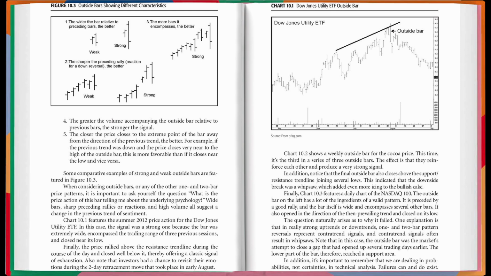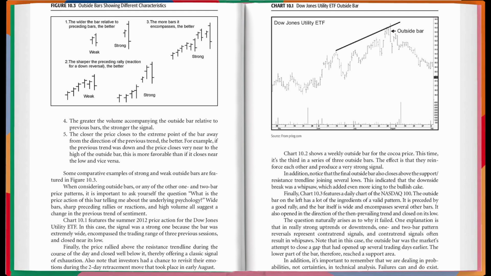Chart 10.1 features the summer 2012 price action for the Dow Jones Utility ETF. In this case, the signal was a strong one because the bar was extremely wide, encompassed the trading range of 3 previous sessions, and closed near its low. Finally, the price rallied above the resistance trend line during the course of the day and closed well below it, thereby offering a classic signal of exhaustion. Also note that investors had a chance to revisit their emotions during the 2-day retracement move that took place in early August.